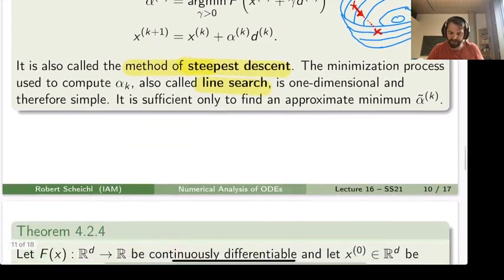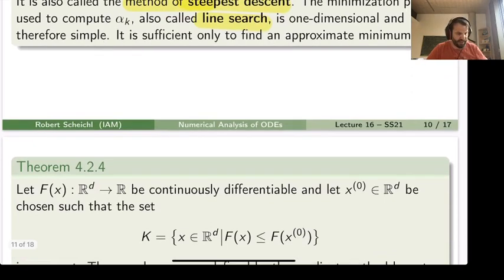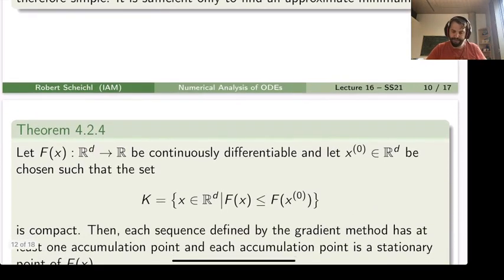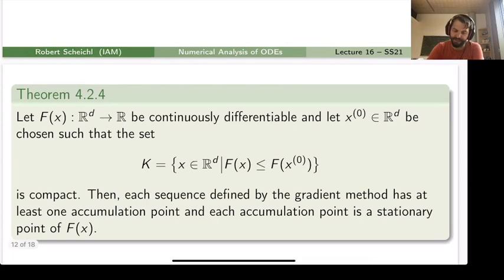So again, we have a theorem for this steepest descent method. Let f again be a continuously differentiable scalar function, and x_0 an initial condition, an arbitrary initial guess, x_0. For the purposes of this proof here, let's assume that the set K, which contains all points that are less than or equal to f of x_0, is compact.